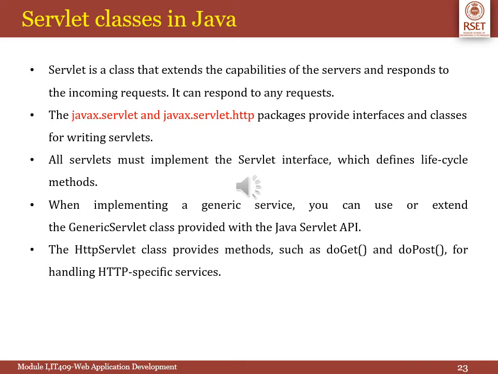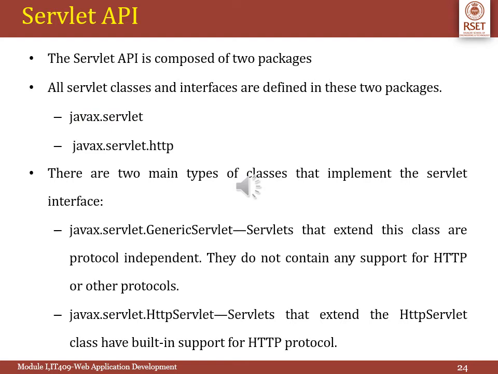When implementing a generic service, we can use generic servlet classes, and HTTP classes provide methods such as doGet, doPost for handling the HTTP specific services. There are two main types of classes that implement the servlet interface: javax.servlet.GenericServlet and javax.servlet.http.HttpServlet. The generic servlet is used to implement the generic classes, and the HTTP servlet classes have built-in support for the HTTP protocols.